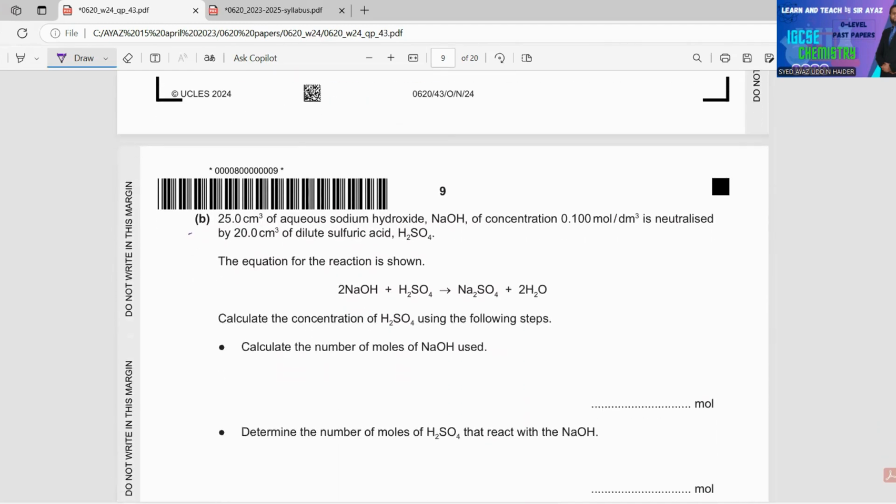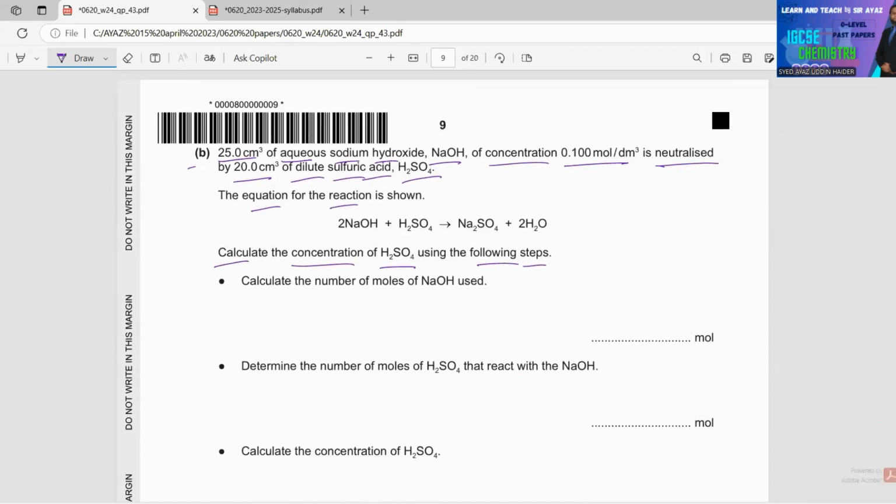Part B, 25 cm³ of aqueous sodium hydroxide NaOH of concentration 0.1 mole per dm³ is neutralized by 20 cm³ of dilute sulfuric acid H2SO4. The equation for the reaction is shown. Here's the reaction equation: 2NaOH plus H2SO4 gives Na2SO4 plus 2H2O. Calculate the concentration of H2SO4 using the following steps. First they are asking us to calculate the number of moles of NaOH used.